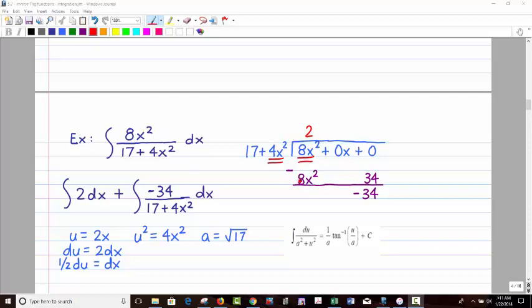So 2 times 4x squared is 8x squared. Those match like they're supposed to. 2 times 17 is 34, but because this is subtraction, we have negative 34 there. So our quotient is 2 plus the remainder, negative 34 over 17 plus 4x squared.